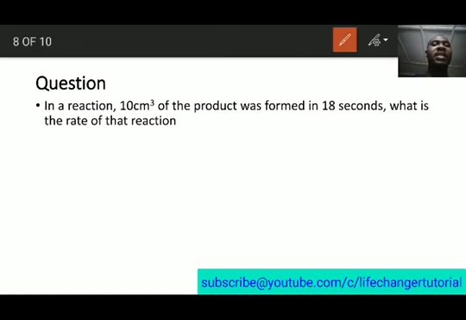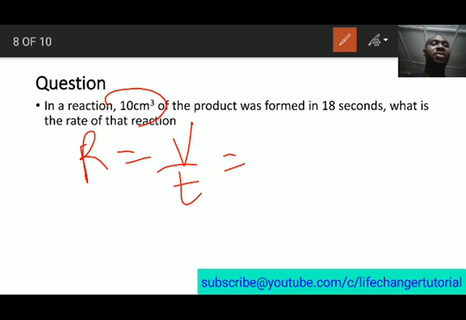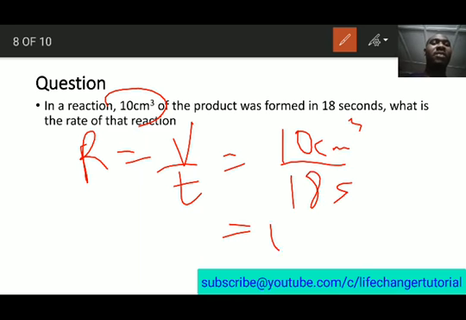This one says in the reaction 10 cm cube of the product was formed in 18 seconds. What is the rate of the reaction? In this case we are given volume, so our rate is volume all over time. Amount of substance in this case is volume, which is 10 cm cube all over 18 seconds, and that should give us 0.56 cm cube per second. So this is one way to determine rate.